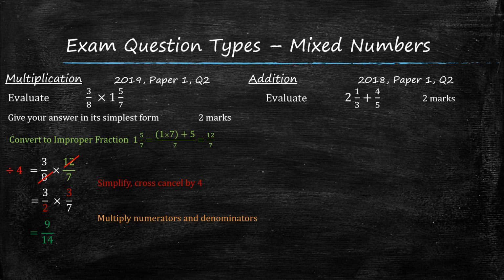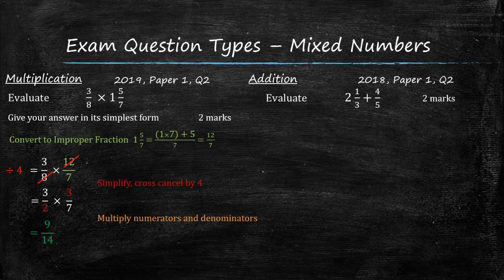So for fraction multiplication, we converted the mixed numbers into an improper fraction. We then simplified where possible to make our multiplication easier, and we then multiplied the numerators and we multiplied the denominators. Okay, our next example on this slide is from 2018 paper 1 question 2, and it's for 2 marks.